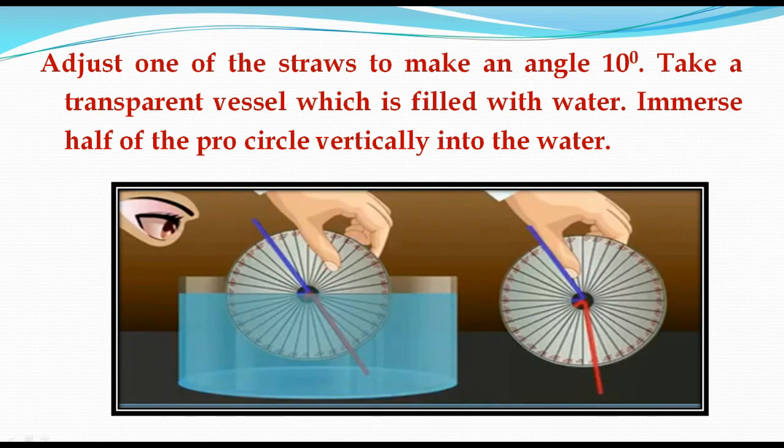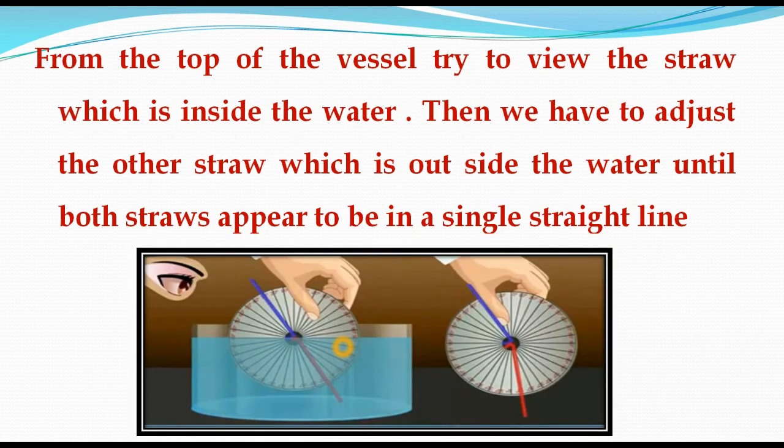So first you have to arrange this red color straw. There is a vertical line, the normal. So first you have to arrange this red color straw making 10 degrees with the normal, and immerse half of the protractor circle in the glass tumbler containing water. Then we have to adjust this violet color straw so that it coincides with the red color straw, so that you see these two straws in the same straight line.